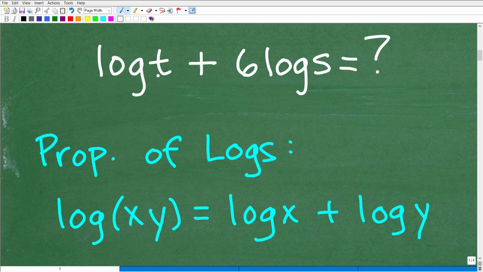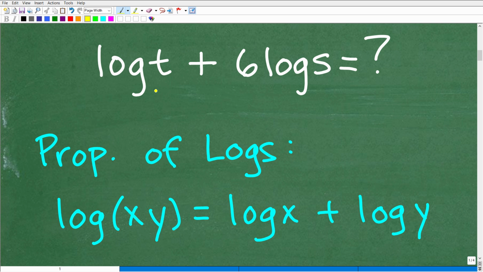Here we have log t plus 6 log s. The first thing we want to observe here, and this is really important, is that both of these log expressions have the same base. We're dealing with the common logarithm, log base 10. Log base 10, we don't generally write the 10. If you had log base 7, you would write that little subscript 7 down there as the base. But when we're dealing with the common logarithm, it's implied that it is log base 10. So the first thing we want to observe is that these are both common logs.